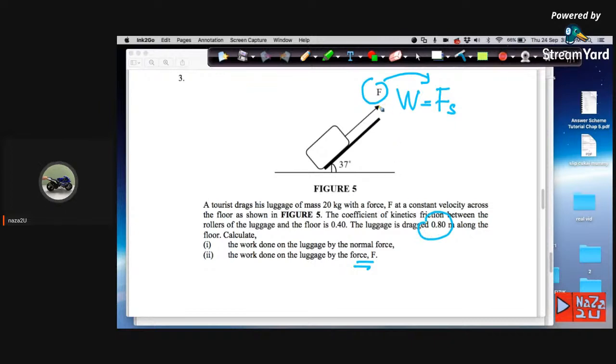Okay, so to calculate the F here, because the luggage object is moving at constant velocity, meaning the acceleration is equal to 0. So when the object is moving to the right, because the displacement is in the horizontal X direction, you must resolve F with the angle of 37 degrees. Right? So now this is a frictional force, and this is a normal force, and this is a weight force.